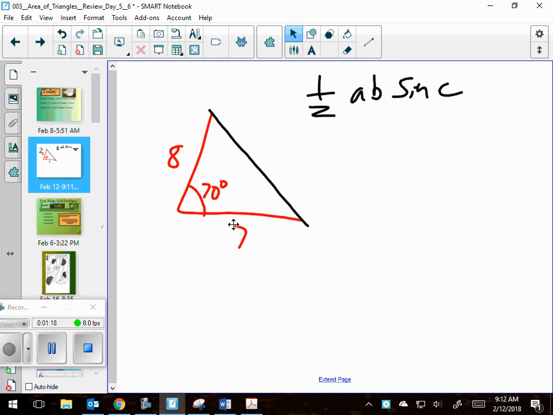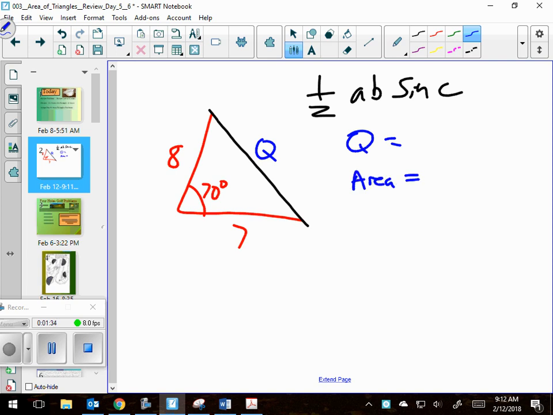Next, the law of cosines would allow you to figure out how long that other side is. I'd like you to do that. I'm going to call it Q. Please figure out how long Q is and the area of this triangle. And then we'll talk through Heron's, the new one, and how that's used. Pause for a second while you're trying.